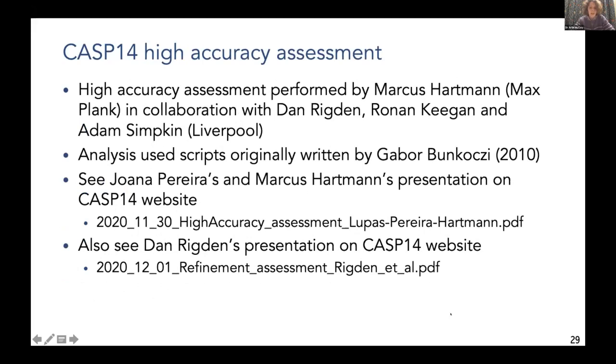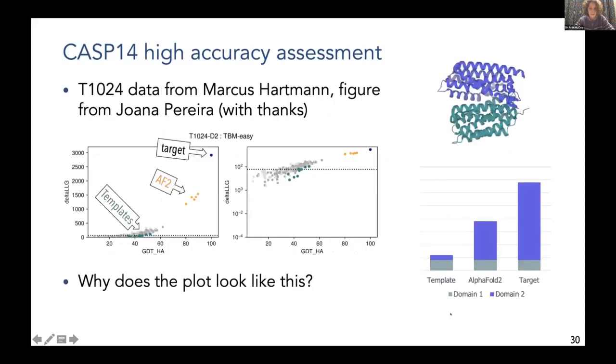So the high accuracy assessment for CASP 14 was done by Marcus and Joanna in collaboration with Dan, Ronan, and Adam. The analysis scripts used for this were originally written by Gabor, who's an alumnus from our group. And I really recommend that you go and look at Joanna and Marcus's presentation on the CASP 14 website, and also Dan Rigden's presentation, and in fact any other presentations on the CASP 14 website, because they are all really, really interesting.